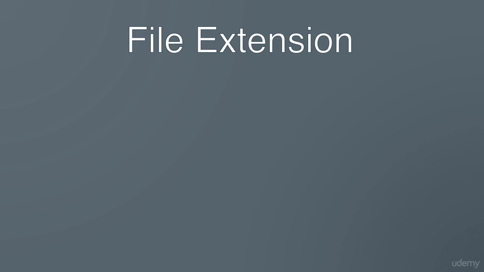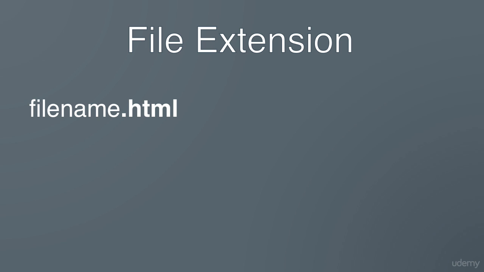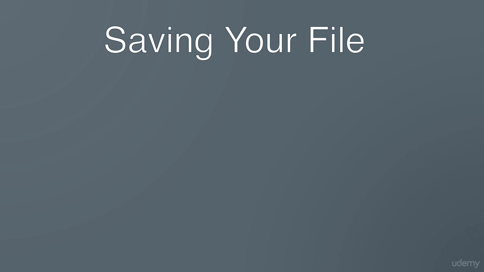The key to correctly saving our file, regardless of what platform or text editor we're using, is to make sure that it is saved with a .html extension. A file extension simply designates what type of file it is. An extension that we're all familiar with is JPEG. We know that digital photographs are typically saved with a .jpg or JPEG extension. We want our web page to have a .htm or .html extension so that the web browser knows that it's a web page. Having said that, let's begin the save prompt.